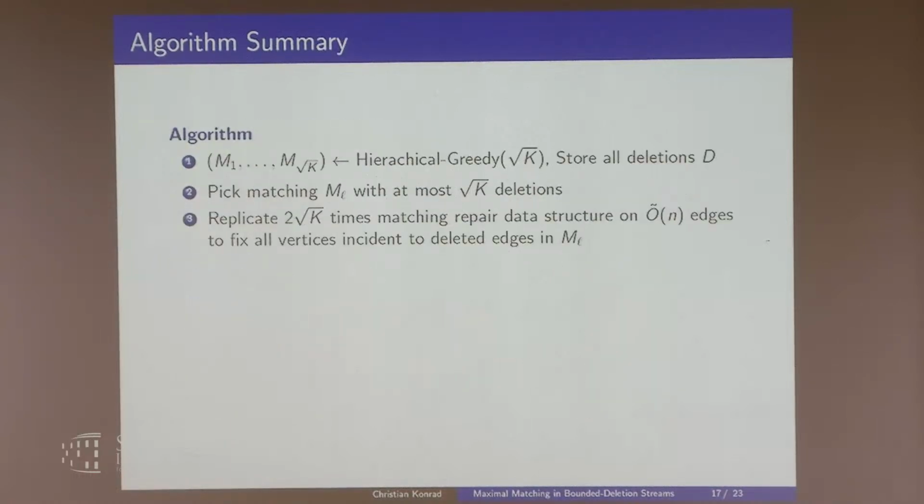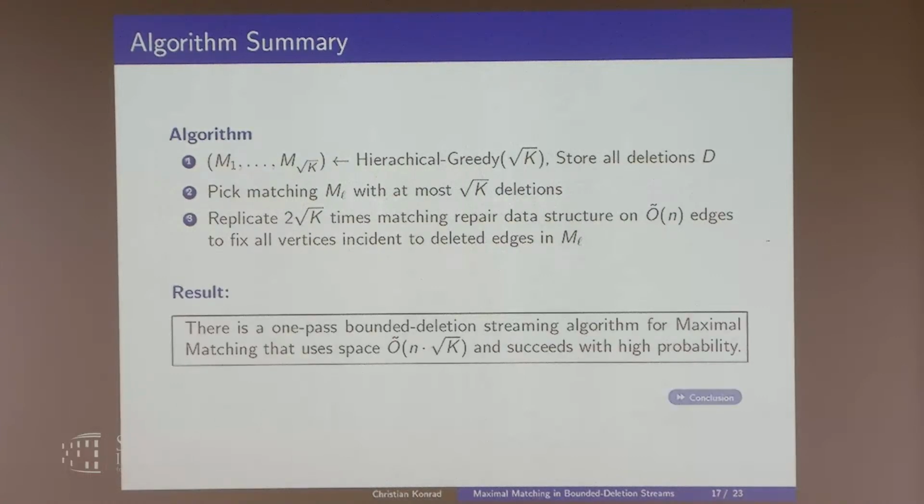Good. So the algorithm summary is essentially we have just hierarchical greedy matchings on root k levels. We store all the deletions. We pick a matching that is subject to at most root k deletions. And we replicate this matching repair data structure 2 root k times to fix both incident vertices. And that's essentially it, and gives us our result of n root k for this problem.